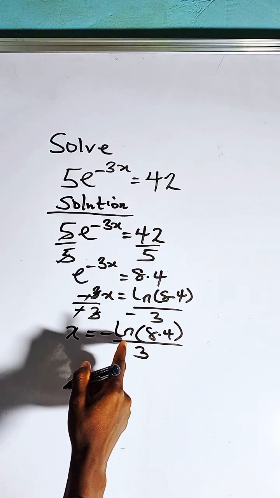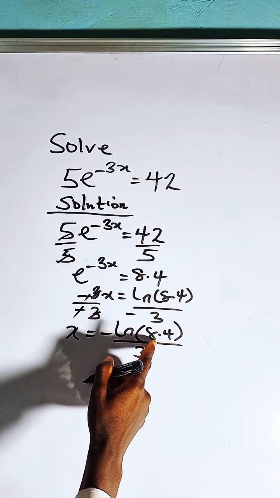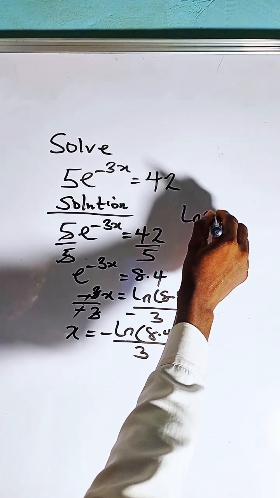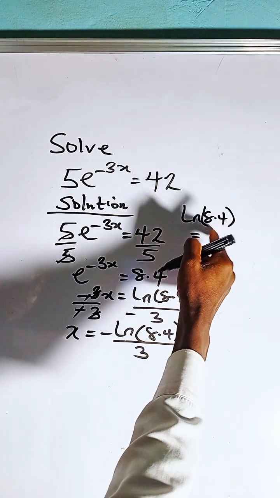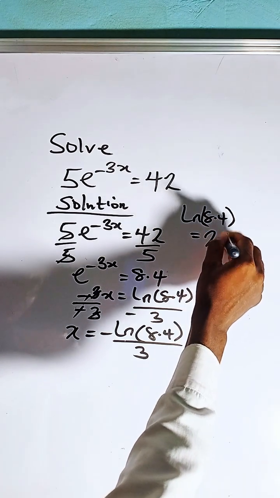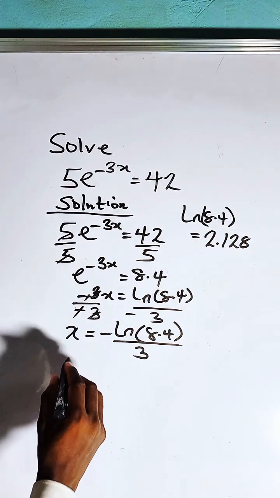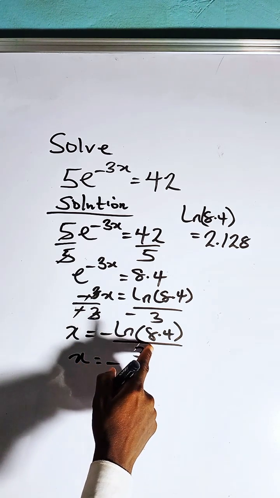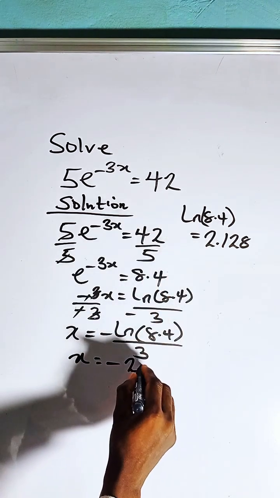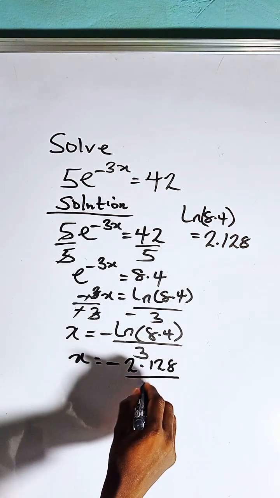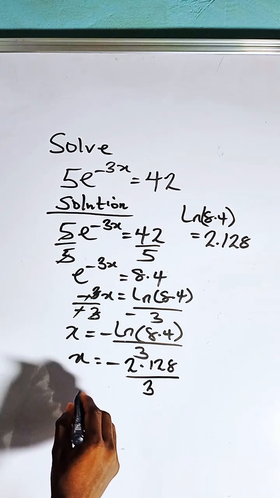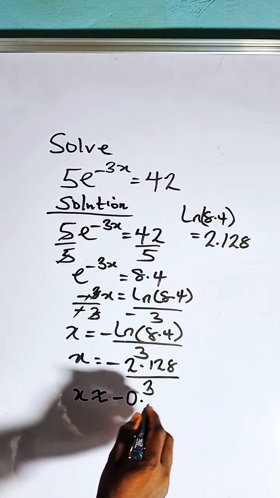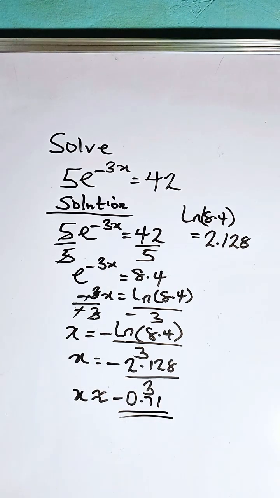So what is the approximate value of the natural log of 8.4? When we take the natural log of this, we have 2.128. So we have x equals minus 2.128 divided by 3. When we divide this, the approximate value is minus 0.71. Thank you very much.